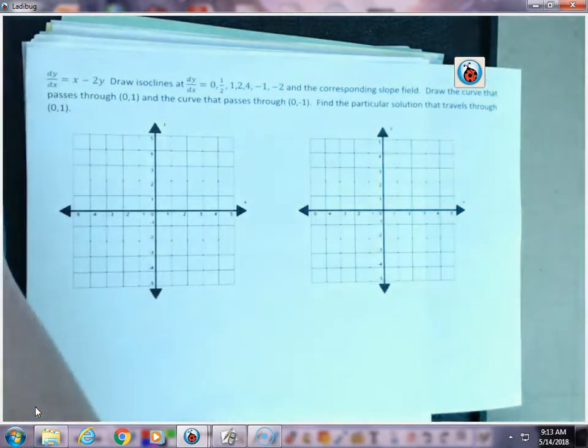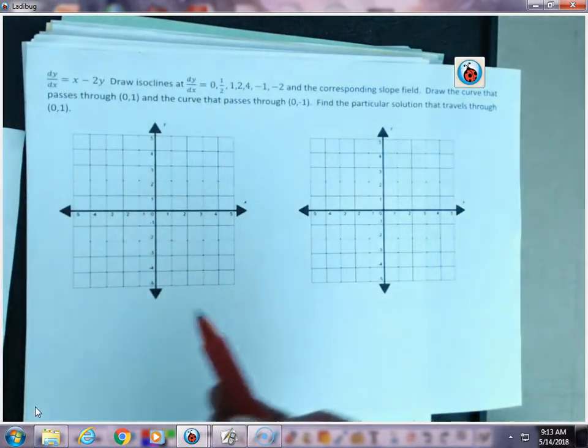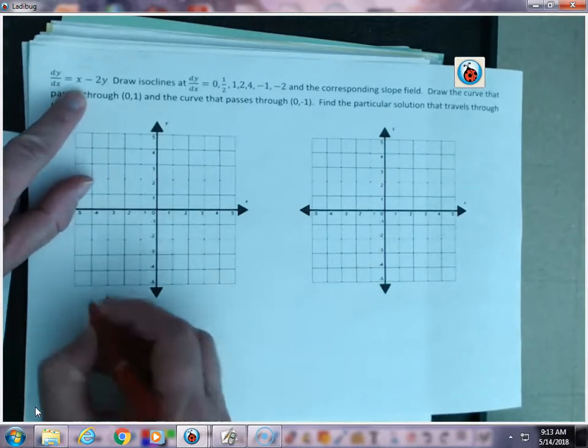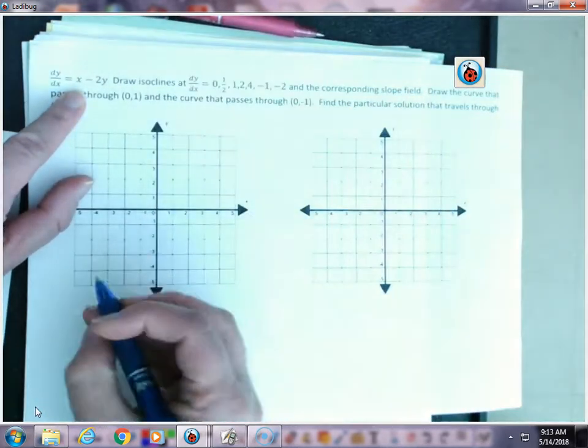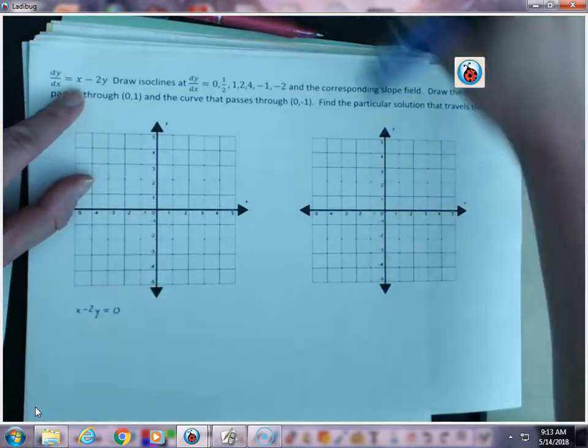Okay, so let me show you what I mean by that. The very first one says to set the derivative essentially equal to 0. So this is my derivative, x minus 2y, and I'm going to set this equal to 0.